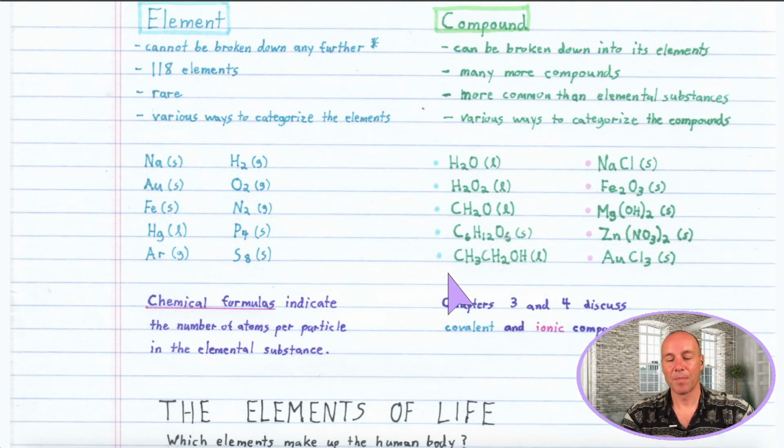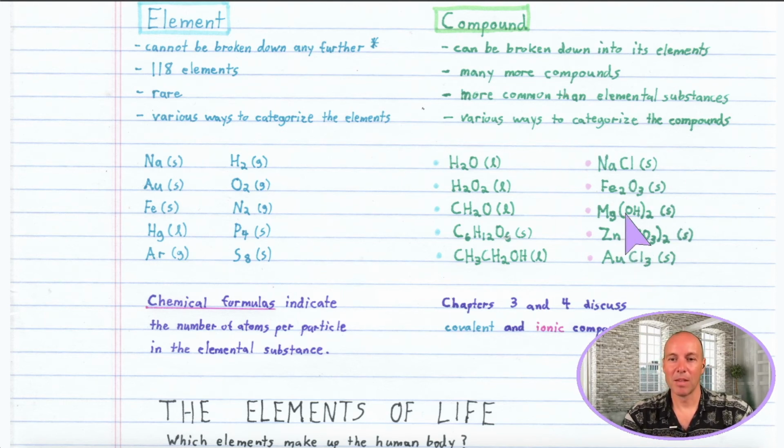So these compound substances right here are actually a different category than those over there. Just like there are various ways to categorize the elements, there are various ways to categorize the compounds. And in chapters 3 and 4, we'll discuss covalent compounds and ionic compounds.